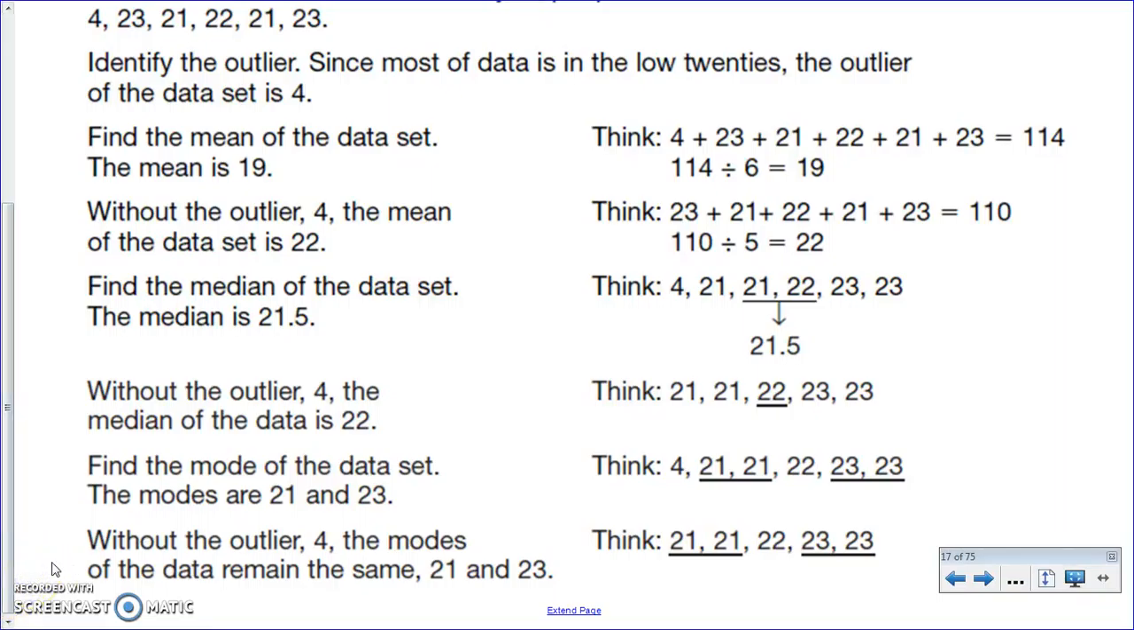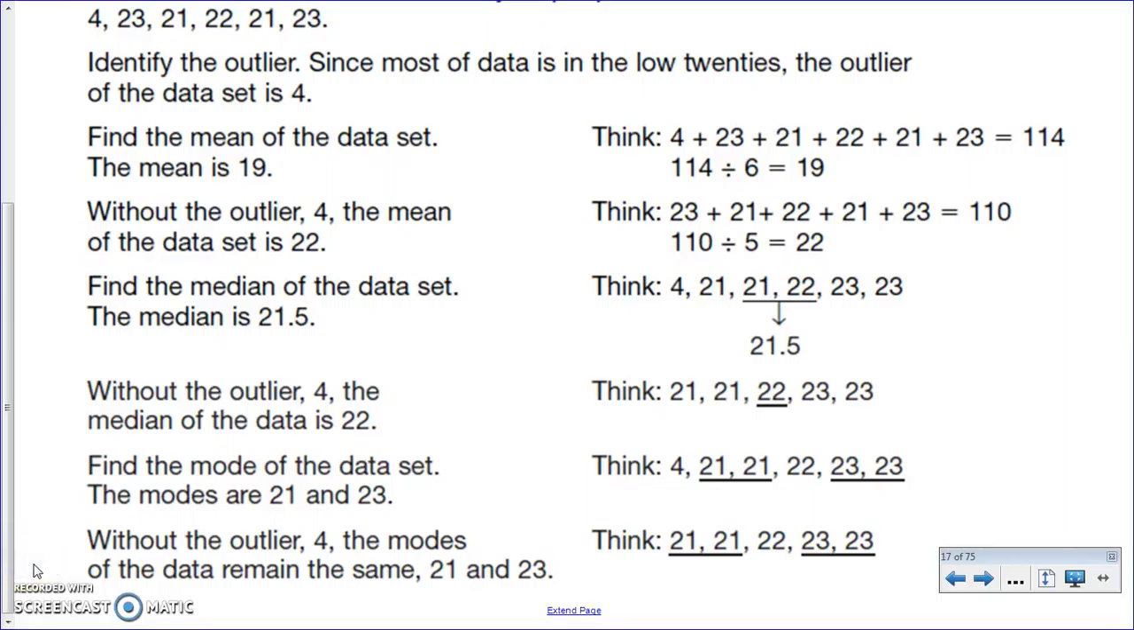Next, we find the median of the data set. To find the median, remember you have to put the numbers in order, from least to greatest. So they did that, and then they found that we have 2 right in the middle, so we have to add those 2 together, 21 plus 22, and divide it in half. So the median is 21.5. Without the outlier of 4, the median of the data becomes 22, because now we have 5 data points, and 22 is right in the middle.